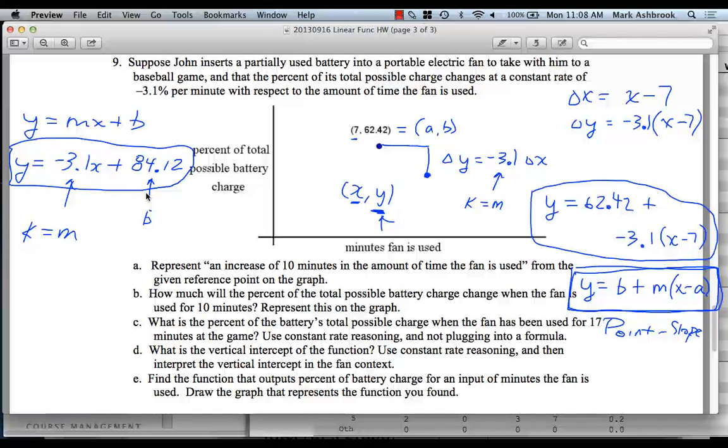Right? That's this thing right here. That's your constant rate of change reasoning. Changes in the one quantity are always a constant multiple times changes in the other. So you would take that -7 times -3.1, and it would give you an increase of the percent. That's your constant rate reasoning. You're using this: changes in y are always -3.1 times changes in x.